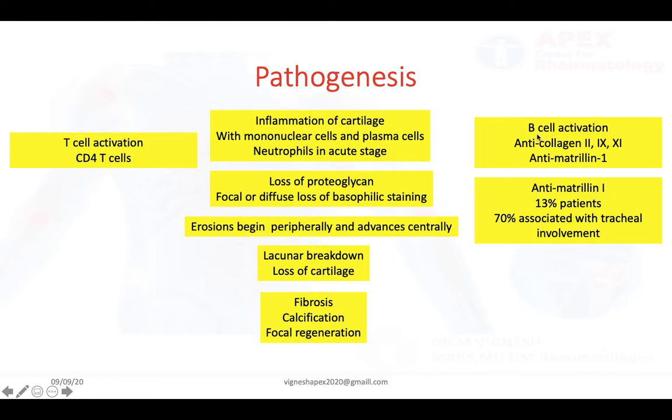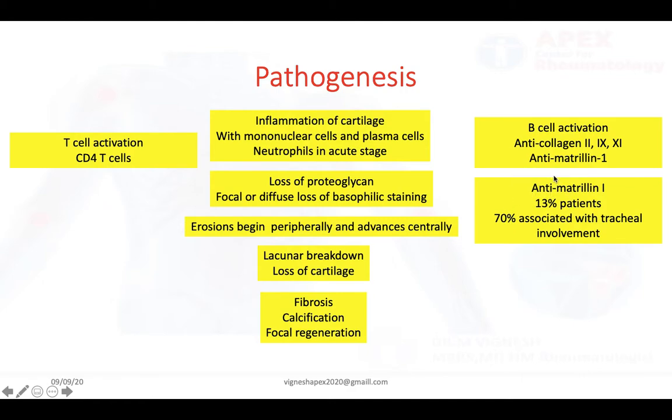Okay, and on the other hand, you also have B cell activation, because T cell dependent B cell activation is possible. So you get autoantibodies to a variety of peptides, either collagenous peptides or non-collagenous peptides. The collagenous peptides include types 2, 9 and 11, and the non-collagenous peptide includes matrilin 1. So this could be a potential MCQ on anti-matrilin 1 antibody.